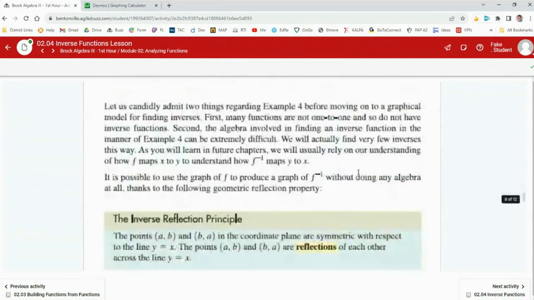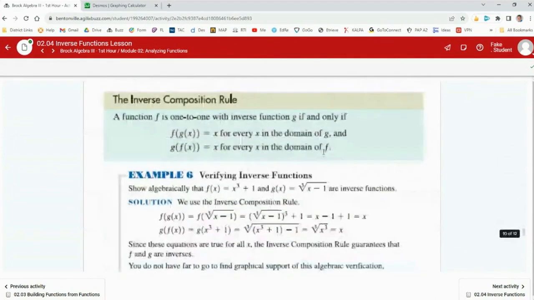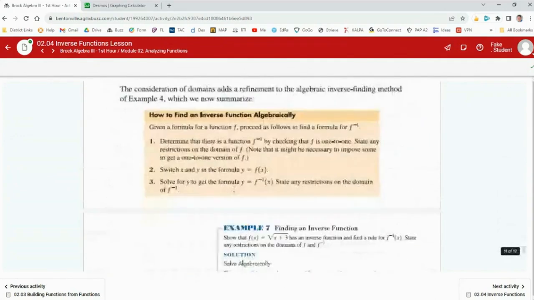All right. The inverse is a reflection over y equals x. We covered that too. f of g of x and g of f of x would equal x. If it's a one-to-one function, it does have an inverse, and they would both equal x when we substitute in there.